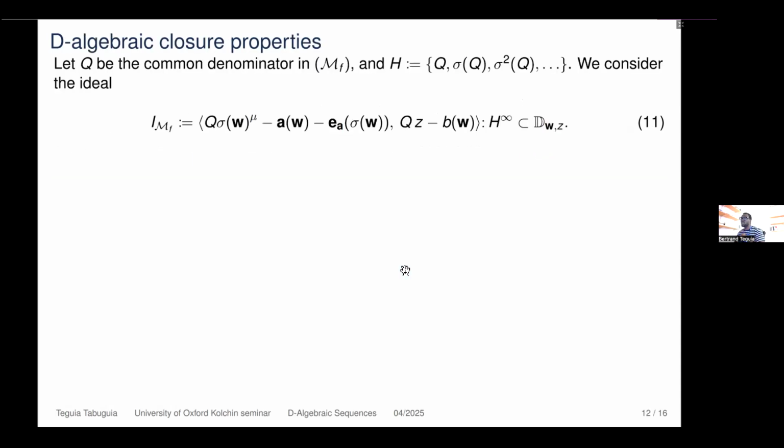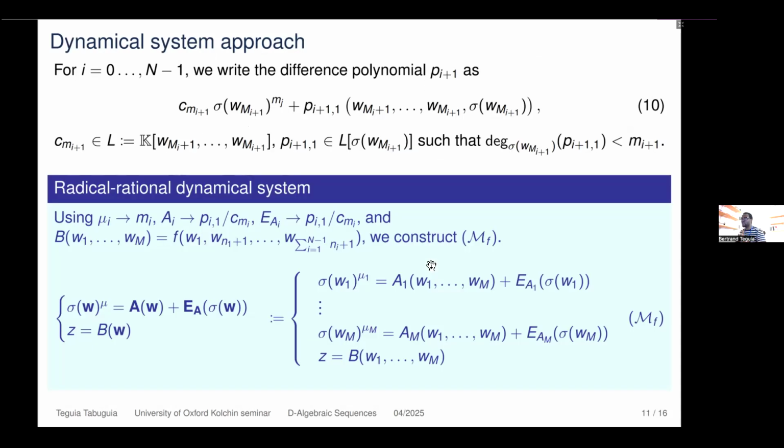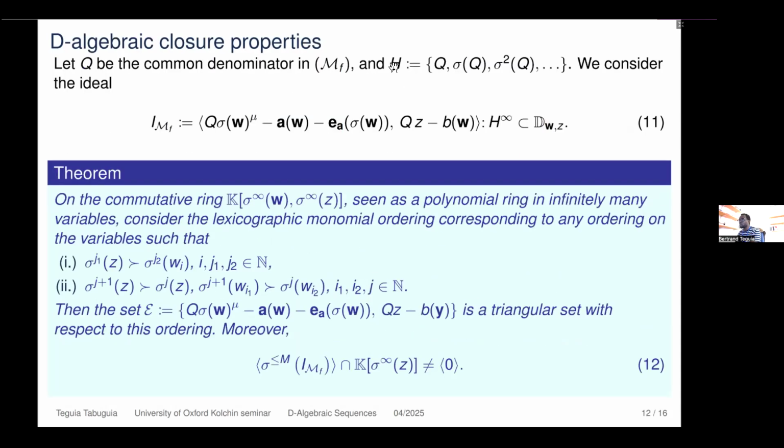And this is how we consider this ideal, and the saturation will be done with Q, where Q here is the common denominator from the system. So when you have the system here, the right-hand sides of the system are rational expressions, and we have denominators in every equation. This is called Q, and you consider all the shifts of that Q. And so the ideal will be truncated in the theorem.